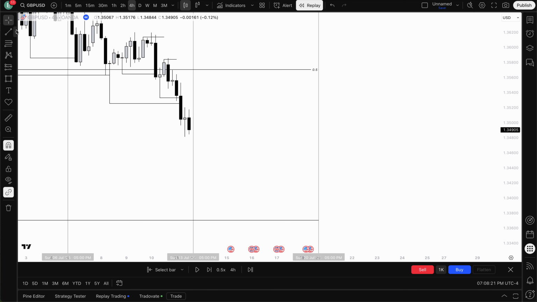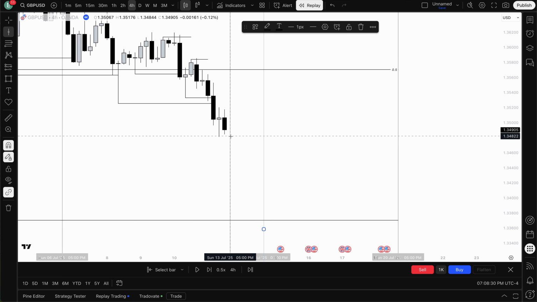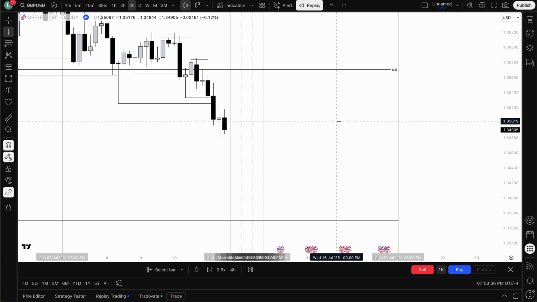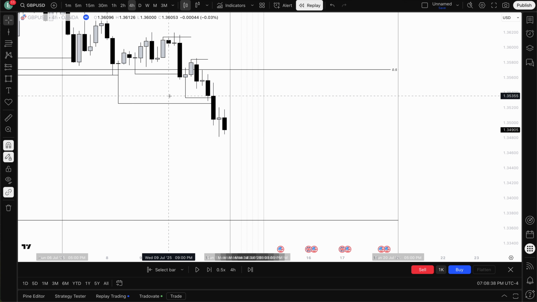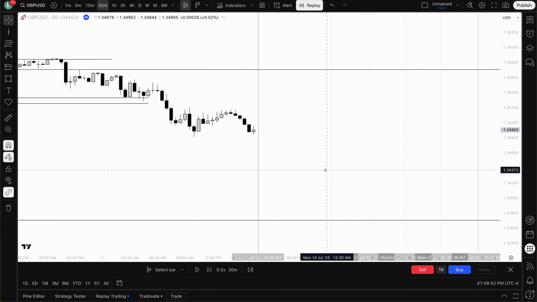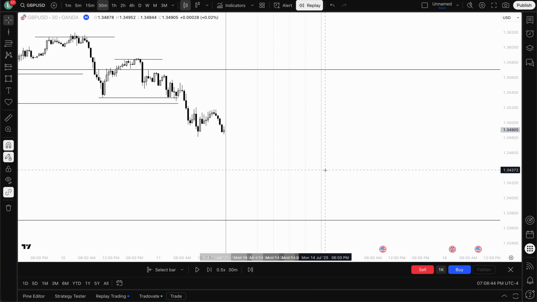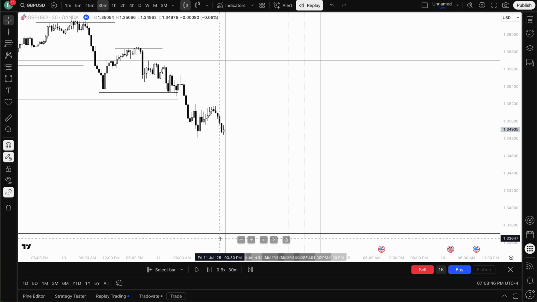So we're going to mark out our daily candle, right? So the day closes at 5 p.m. And then we're going to mark out our individual 4-hour candles, 1, 5, and 9. 1, 5, 9, and 1, right? So let's go down to the 30-minute time frame. And so this right here is Monday, the new week.